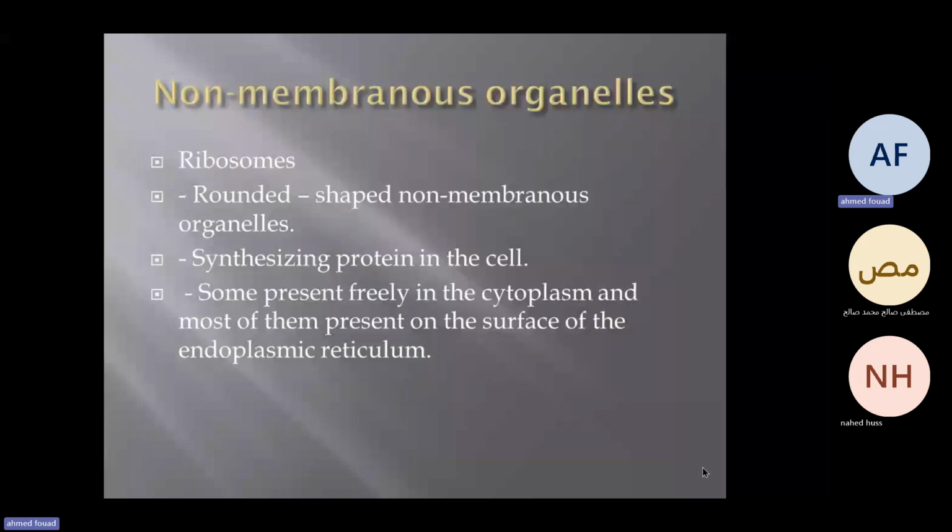First, ribosomes. What are ribosomes? They are round-shaped organelles whose function is to make protein in the cell. Some of the ribosomes are found freely in the cytoplasm, and some are found on the outer surface of the endoplasmic reticulum. What's the difference between them? Both of them synthesize protein.